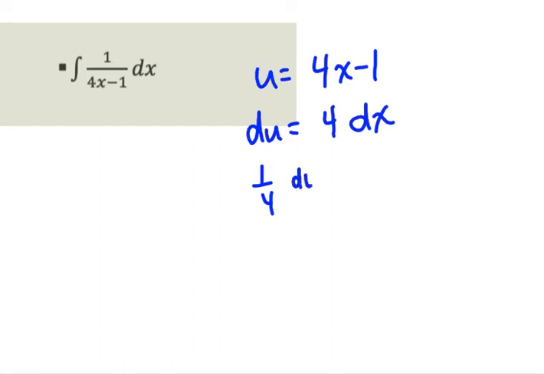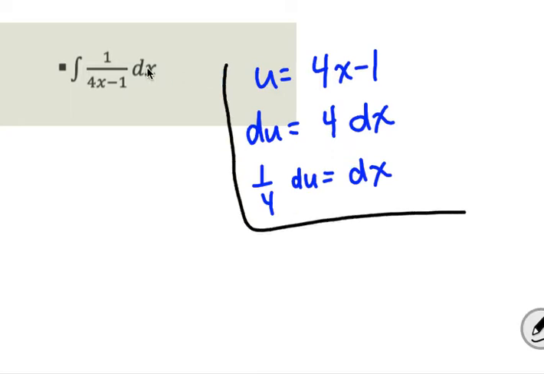I'm not going to do this every time because that's a waste of time. Typically what I do is I just scribble it out here and write it over here so that I'm not wasting time rewriting this whole thing. So from now on, that's what I'll do, but just wanted to throw that in there for the first one. Okay? So we know now that we have the integral, let me kind of separate this here, the integral of 1 over u times 1/4 du.